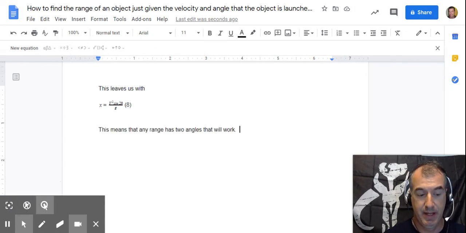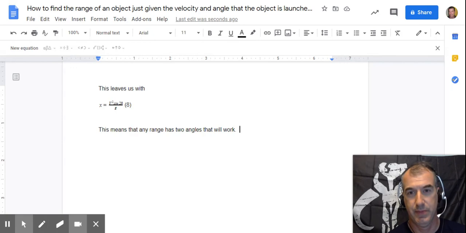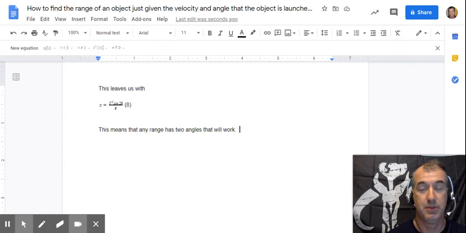Interestingly enough, this means that any range that you would have will have 2 angles that end up working and give exactly the same range. So, for example, 30 and 90 will yield the same range. 20 and 70 will yield the same range. 10 and 80, as far as the angles are concerned, will yield the same range.